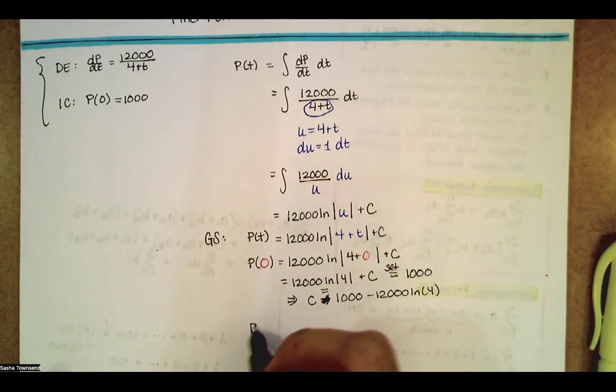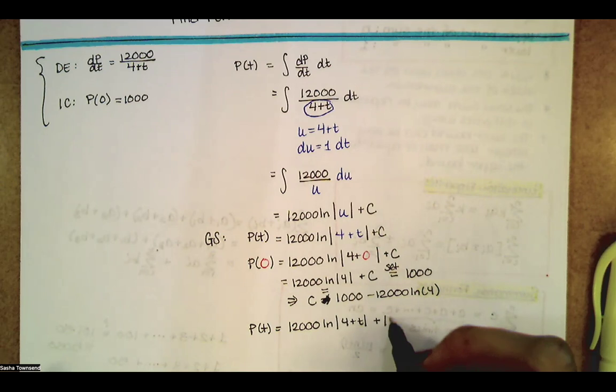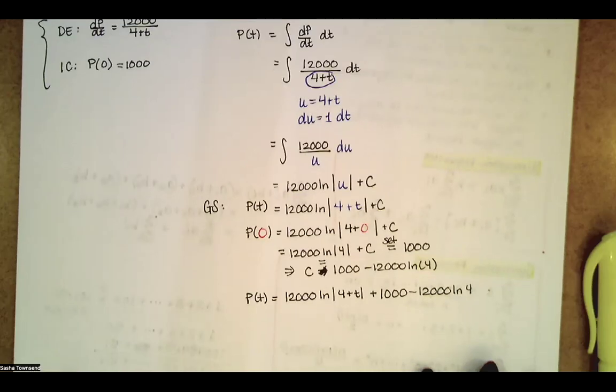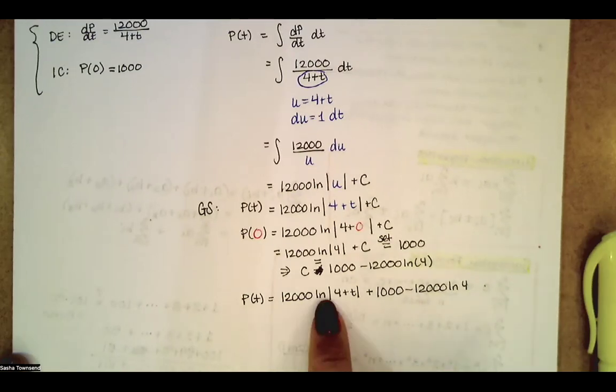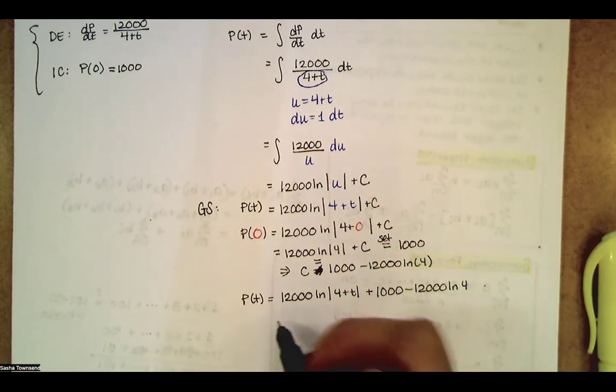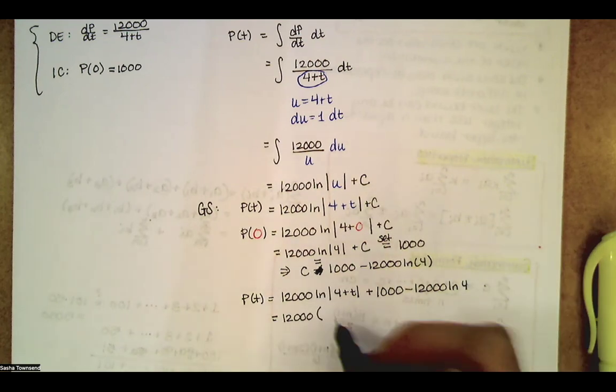All right, so P of t is 12,000 natural log of the absolute value of 4 plus t plus C, which is 1,000 minus 12,000 natural log of 4. And you might want to simplify that. This 12,000 natural log of 4 plus t minus the 12,000 natural log of 4, those two terms can be brought together and we can factor out that 12,000.